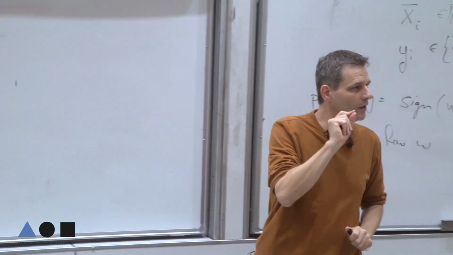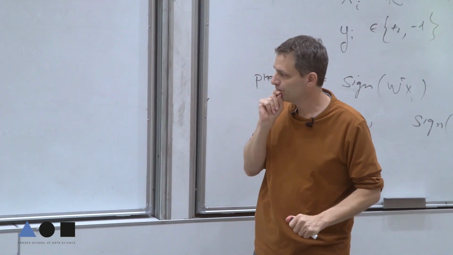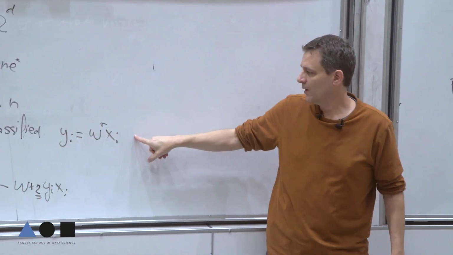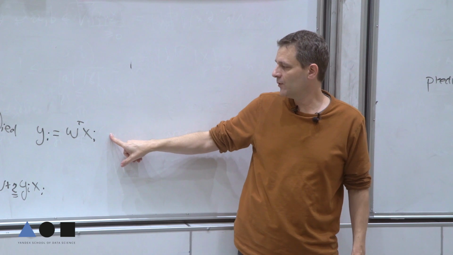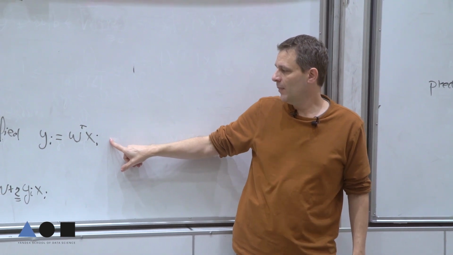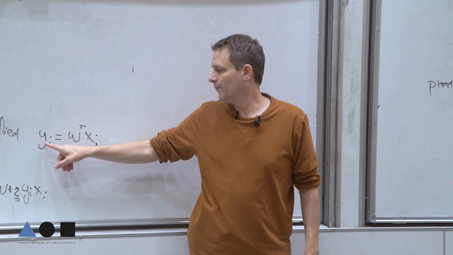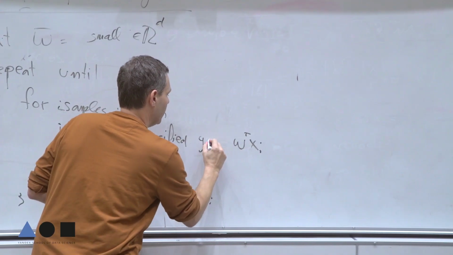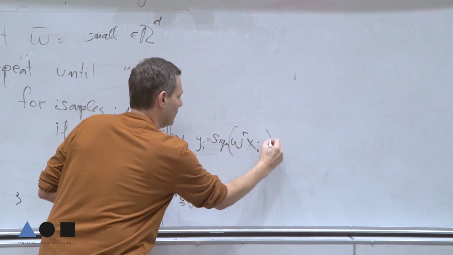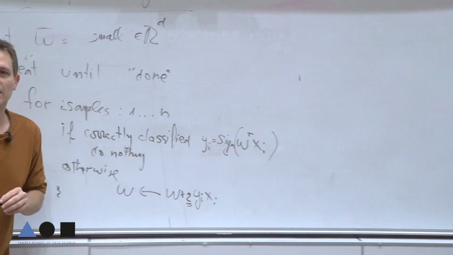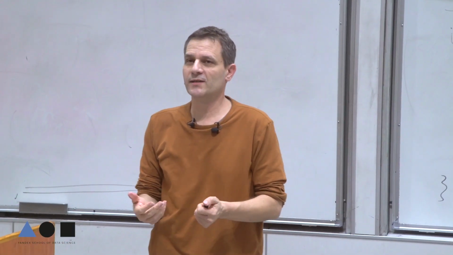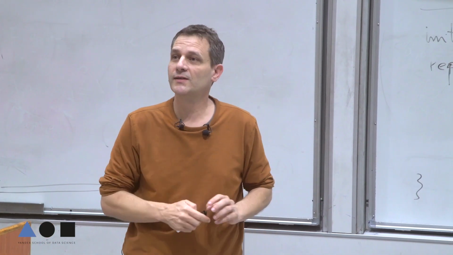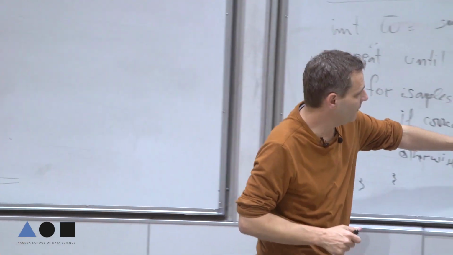Let me just make a side note. There's a way to rewrite this. What I meant is yi is the sign of W transpose x, which is a number, positive or negative. yi is plus or minus 1, right? So you need the sign there. So there's a way to rewrite this.